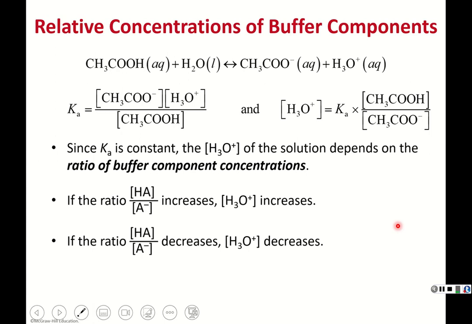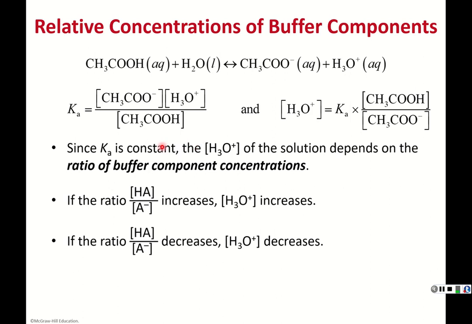Right, so if you want to look at the relative amounts of each of these components in the buffer, well, you can write this buffering system. It's going to be the same equilibrium expression that we've been using for a weak acid. You can write that Ka expression the same way. You can then solve for your hydronium ion concentration, because that's probably what we're going to be most interested in to calculate a pH. And that would be equal to the Ka times the ratio of these buffering components.